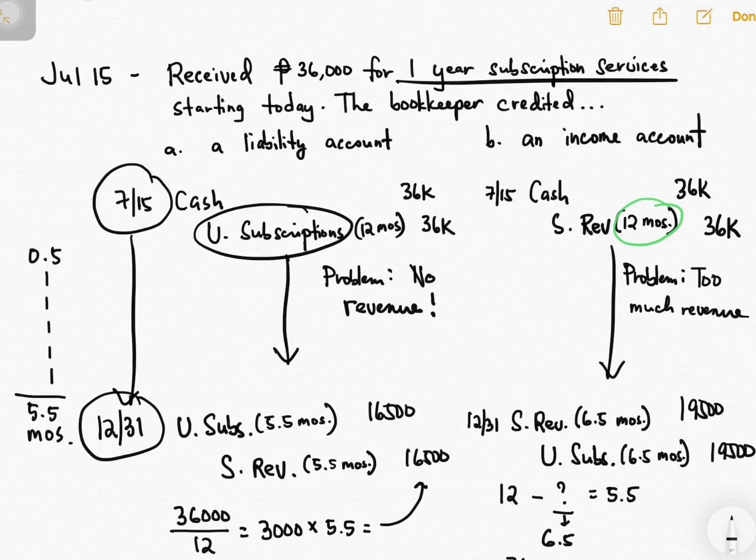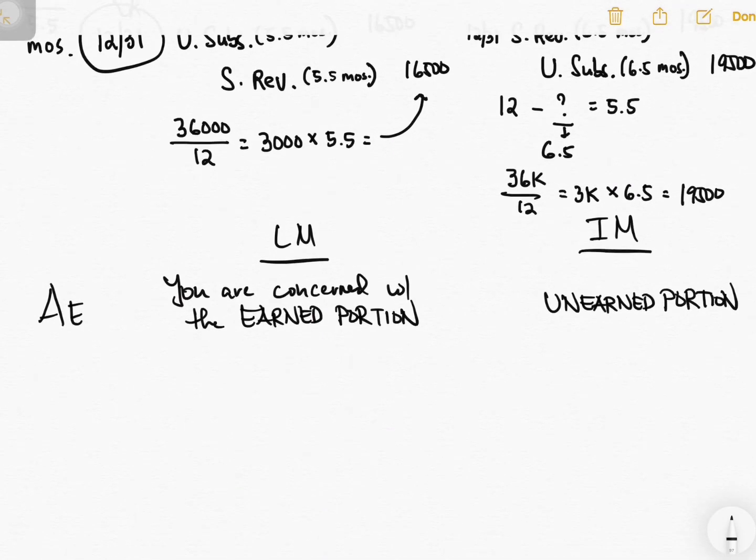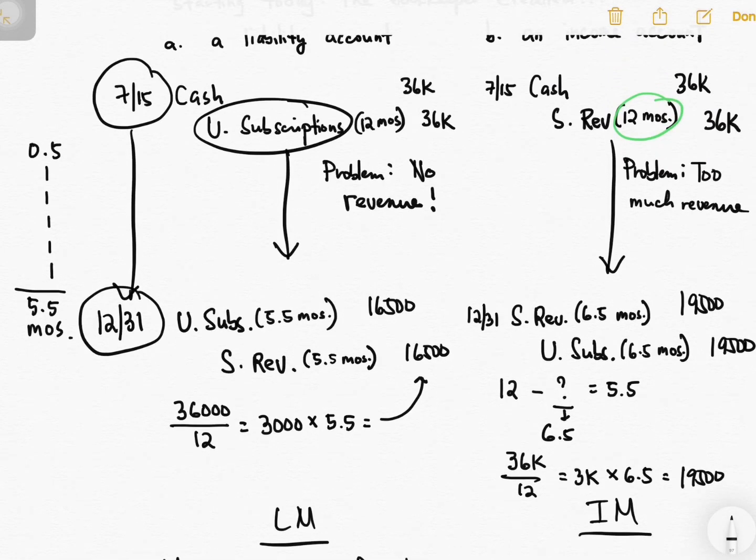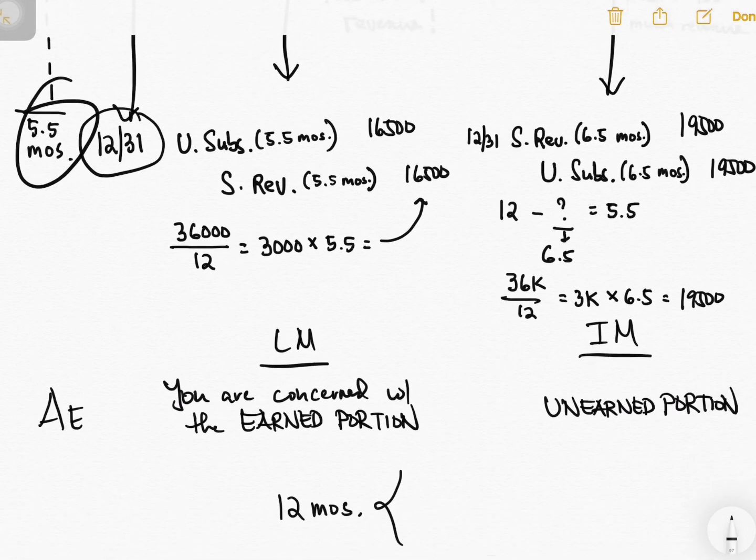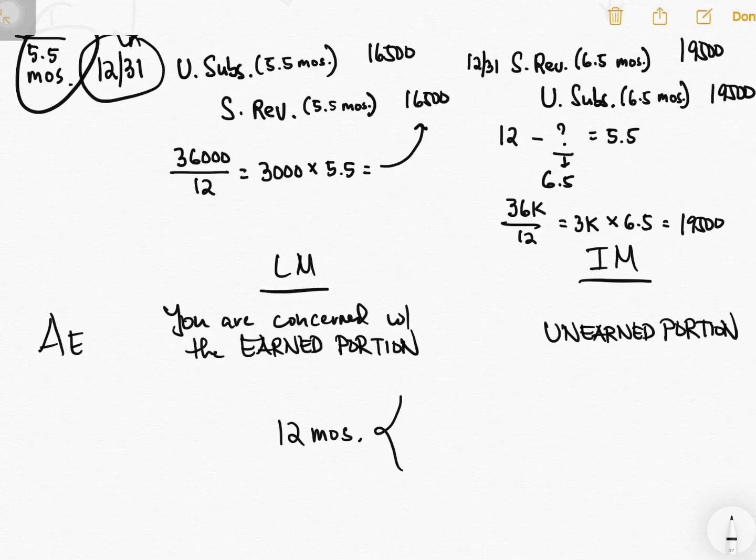You are given 1 year subscription service, right? And that's 12 months. And this is divided into the two portions, the earned portion and the unearned portion. For the earned portion, we have 5 months, right? Because you did the service this year, so that's earned. So you have 5.5 months earned. And what's the difference between these two? It's 6.5, right? 6.5 months unearned.